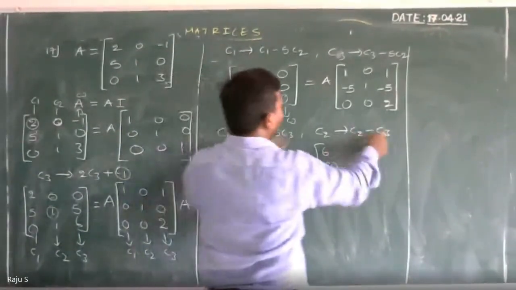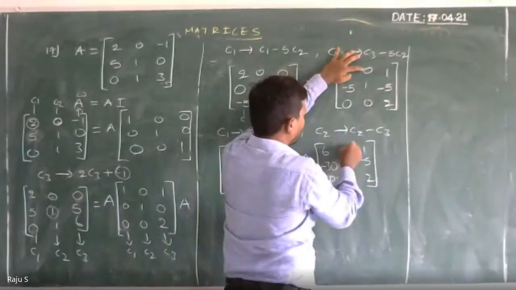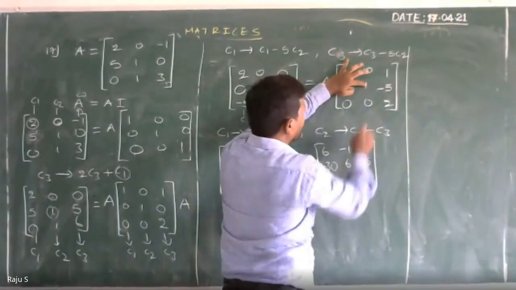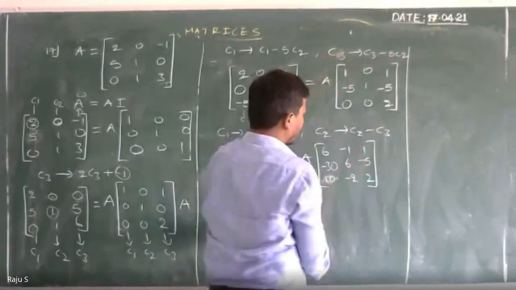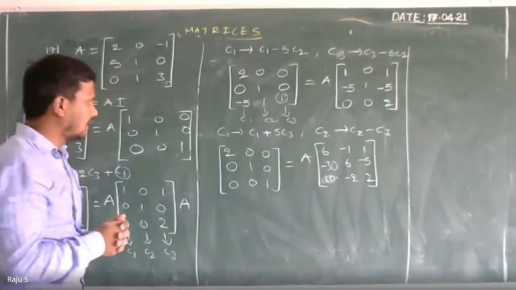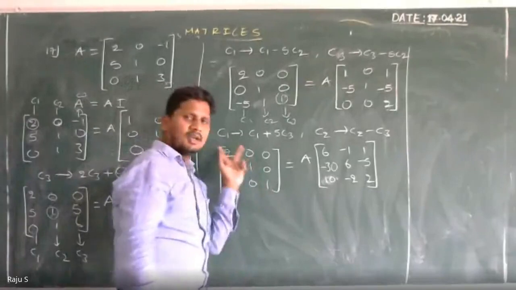Next, C2 minus C3, easy. C2 minus C3 minus 1. C2 minus C3, 6. C2 minus C3 minus 2. Okay, now finally we got a diagonal.